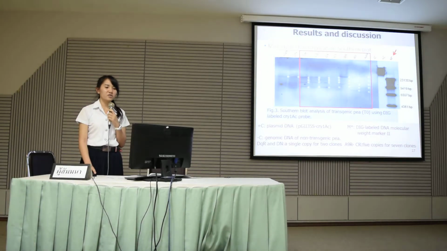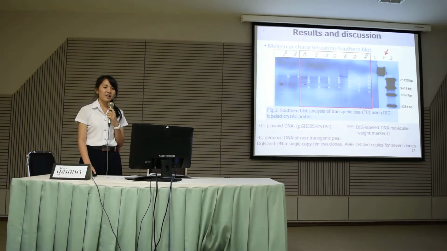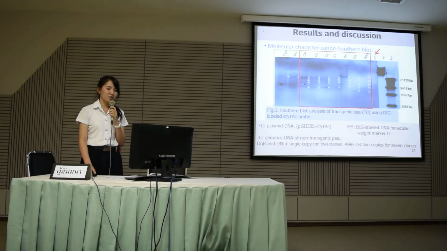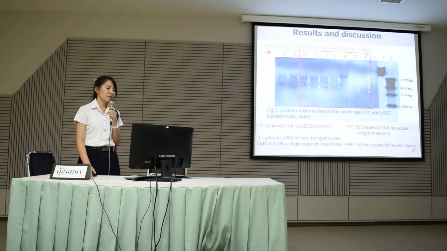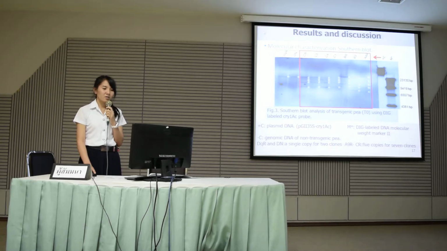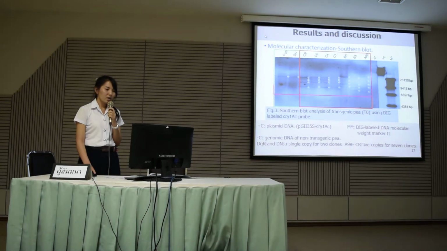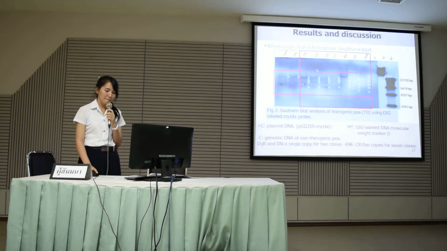M is marker, and positive control is plasmid DNA. Negative control is genomic DNA of non-transgenic P. In the green box is a single copy for 2 clones, and the red box is 5 copies for 7 clones. The result in the pink box appears as signal in all copy clones of transgenic P.